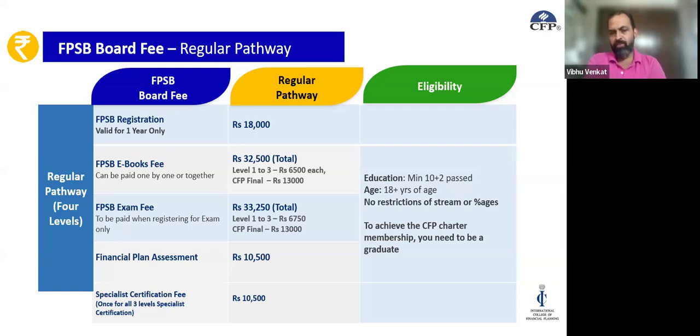And you also have a fee for submitting the financial plan assessment. And you have a specialist certification fee, which you have to pay after you clear all three levels, to get them. And eligibility, as we saw before, is minimum 10+2 and 18 plus years of age. And to achieve the CFP charter membership, you need to be a graduate and have the relevant work experience, which we also discussed as per the previous slide. All right.